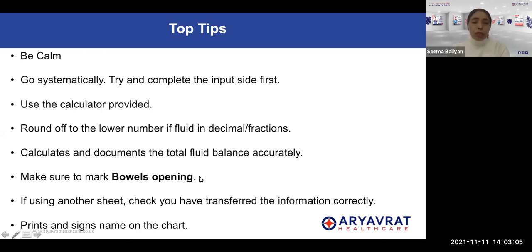Again, make sure that you mark the bowel opening. If you're using another sheet, check that you have transferred the information correctly. Please do leave a couple of minutes towards the end, so that you can recheck all that you have done and be more confident that you have marked everything accurately. And last but not least, print your name and sign the chart, so that we know whose paper it is.